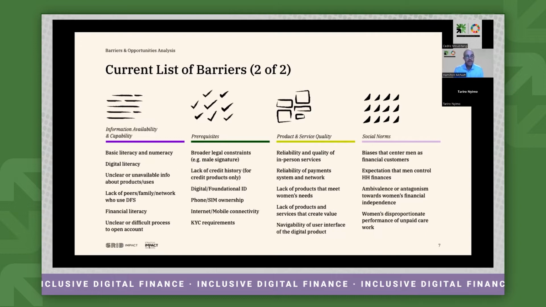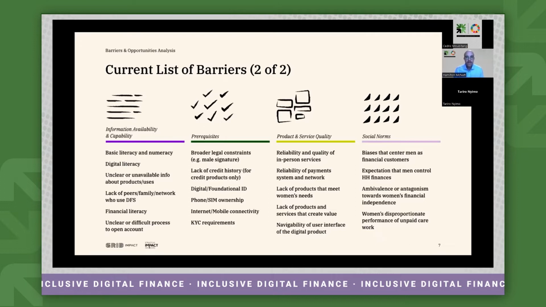Information and capability. This really is where literacy comes in, as well as information about products and services. So we're looking at digital literacy, financial literacy, basic literacy, and numeracy, in addition to information about how the product works and how to open accounts and things of that nature.